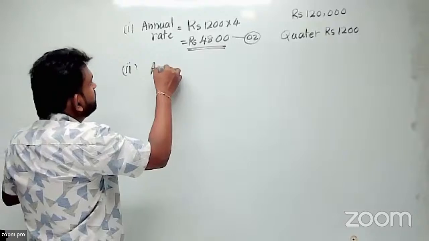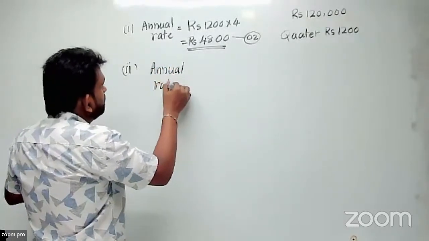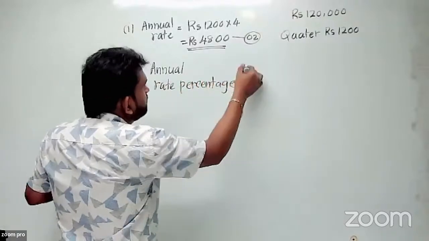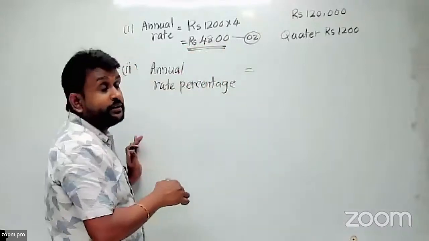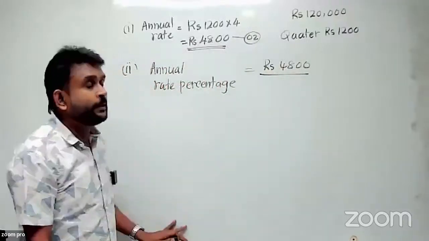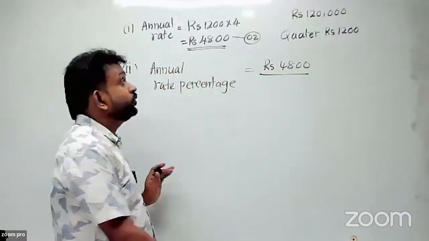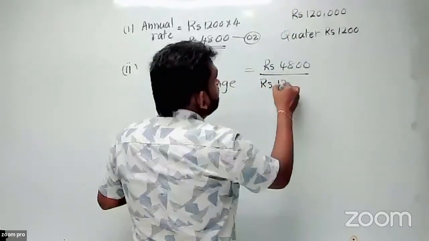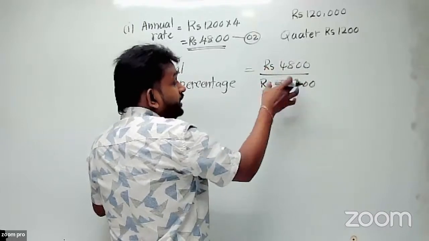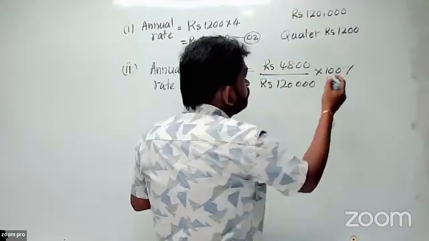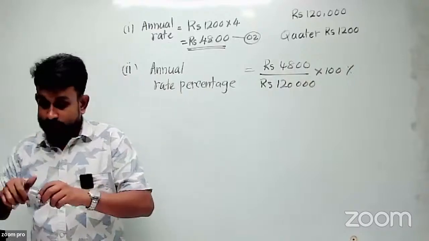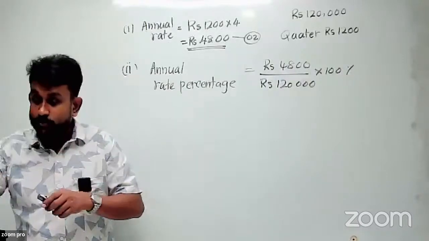Remember the annual rate percentage, how to take the annual rate percentage, right? Just on the top, annual rate. What is the annual rate given? Rupees 4,800 divided by, right, the annual assessed value. What is the annual assessed value? Rupees 120,000. Okay, annual rate upon annual assessed value into 100%. Those who do not know the formula, write it down. How to write the annual rate percentage? Just annual rate upon the annual assessed value.